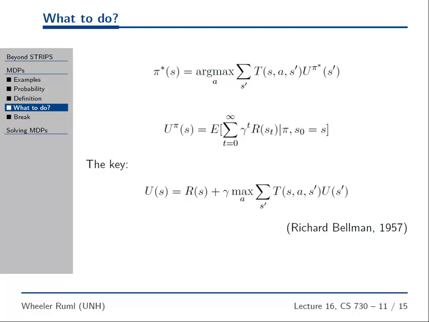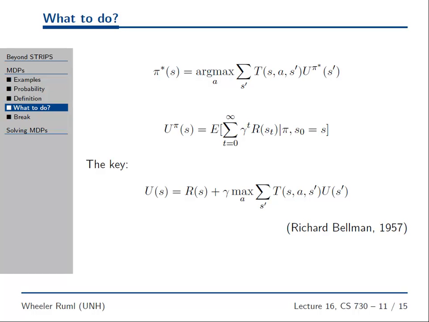Well, I'll take action A. I'll end up in S prime with some probability, which is given by T(S, A, S prime). This is the transition function. Remember, it gives us the probability that if we're in S and we do A, we'll get to S prime. So this is the probability we get to S prime. Maybe it's like 0.9 or something probability we'll end up in S prime.